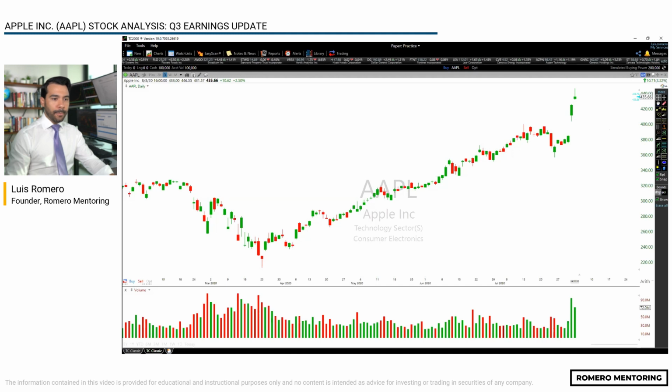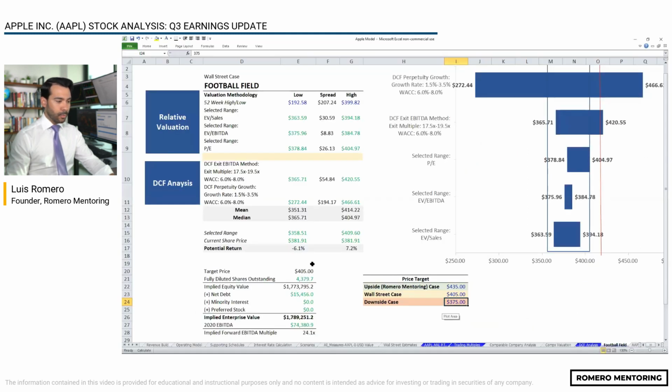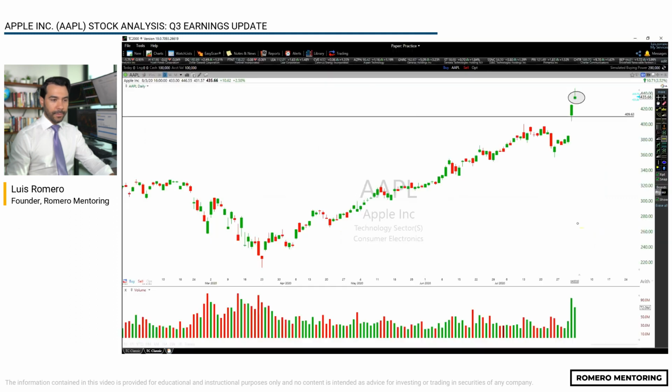So will you be a buyer at these levels? Well, if we map out here, the valuation range was around 409, okay? And let's pull up the model again. So 409 and 358. Let's pull up the chart, 358. Let's take another horizontal line, 358. Here it is. You get the point.